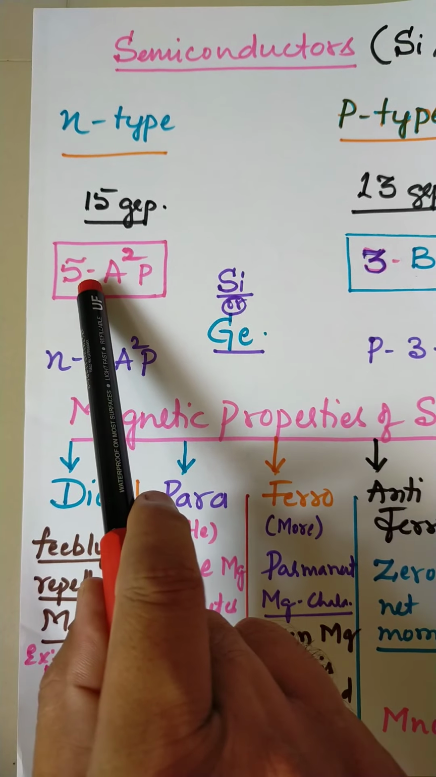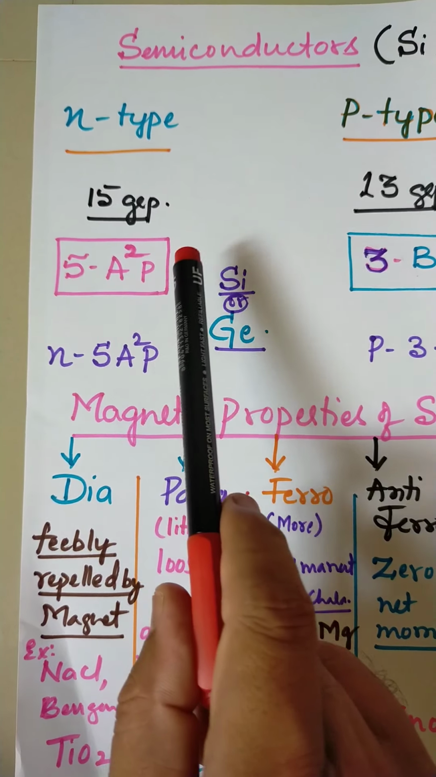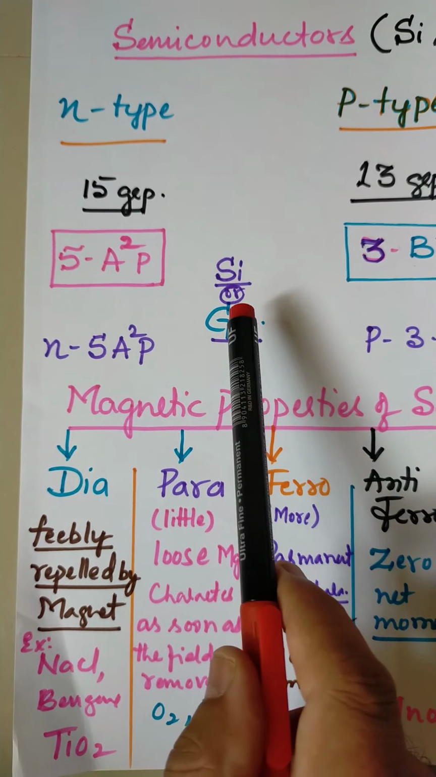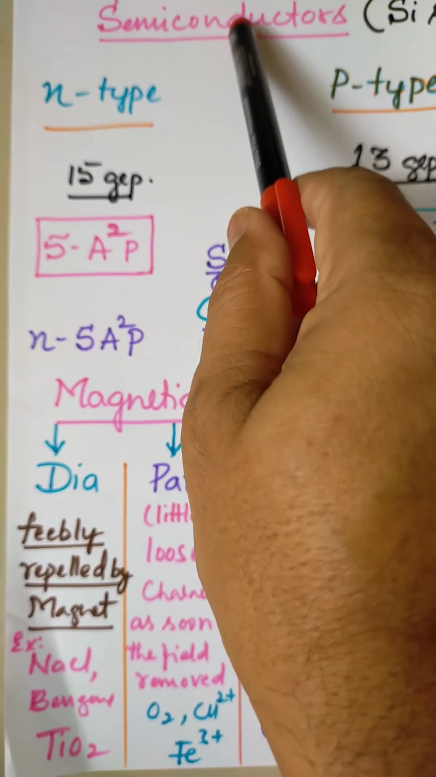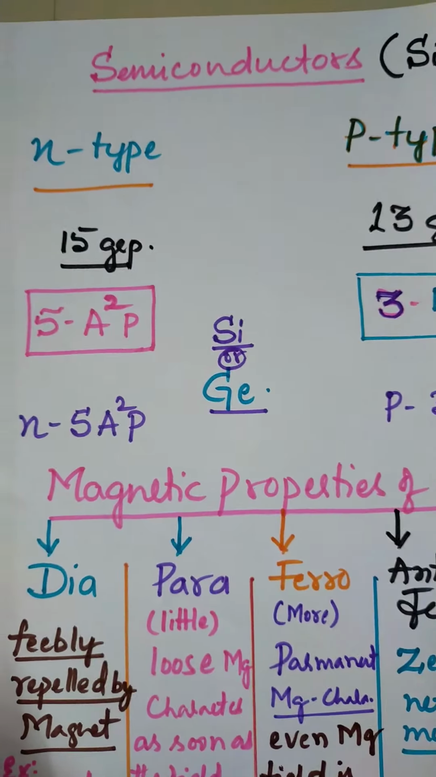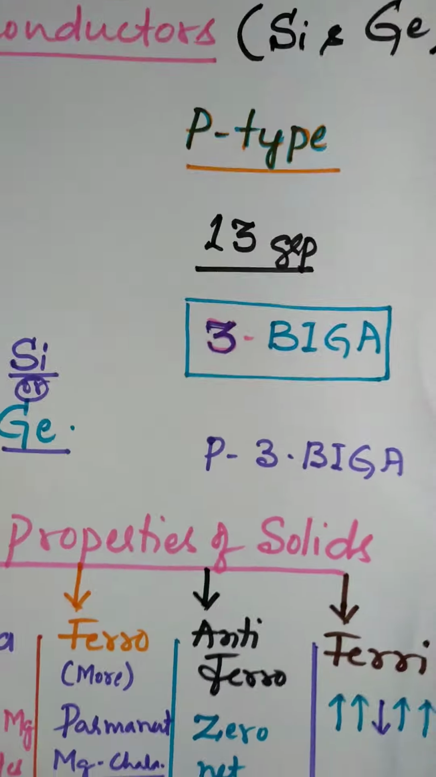The pentavalent impurities like antimony, arsenic and phosphorus are doped with silicon or germanium crystals. Then we are obtaining a semiconductor. Such semiconductors are called N type of semiconductors. Again the same thing we are getting.